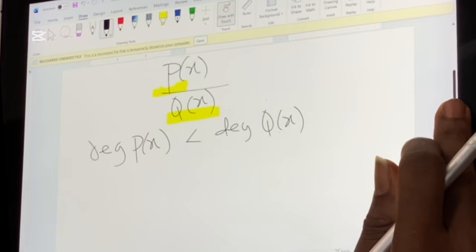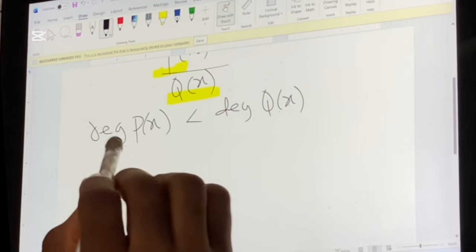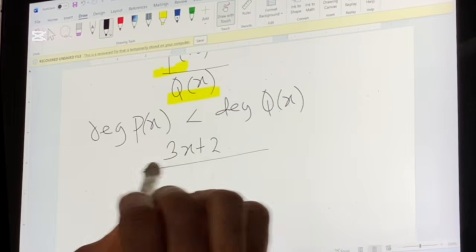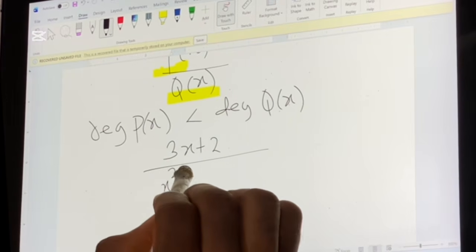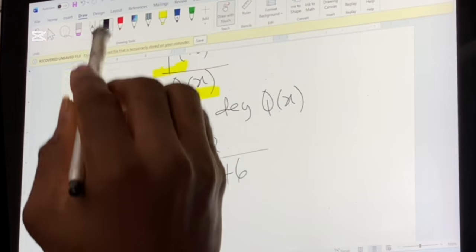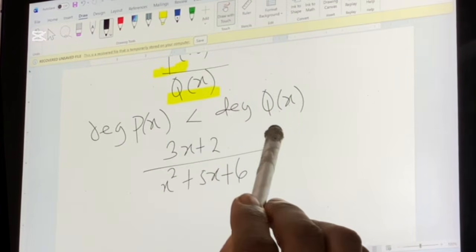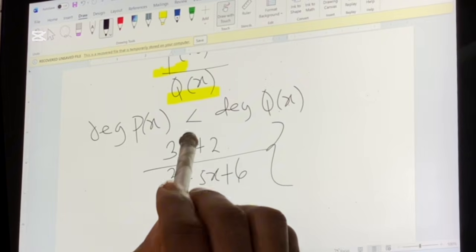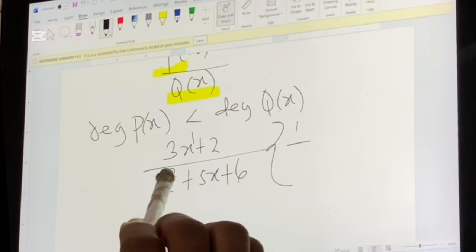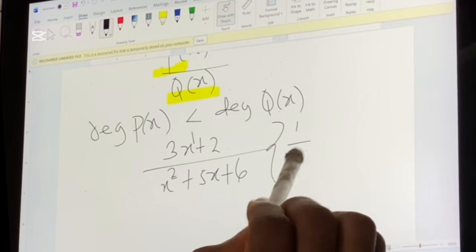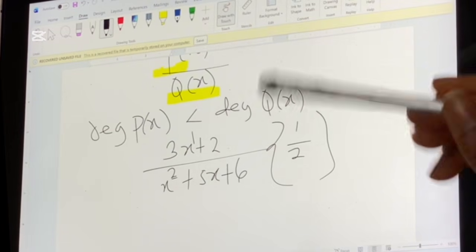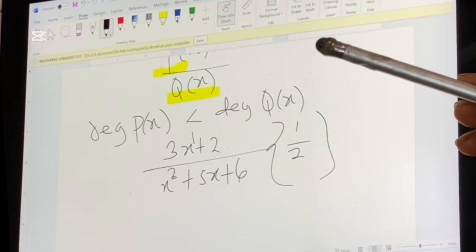Let's consider this, please. If I have an equation like this, class, I have 3s plus 2 over s squared plus 5s plus 6. The first thing I have to do here is to target their powers. The highest power at numerator is 1. The highest power at denominator is 2. So if I have a fraction that is 1 over 2, is it proper or improper? Of course, it's going to be proper fraction.